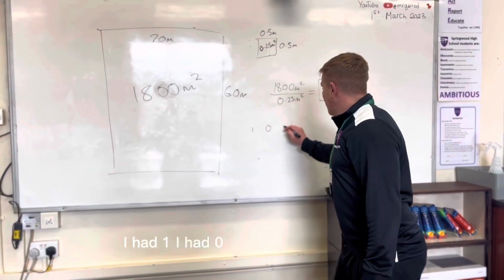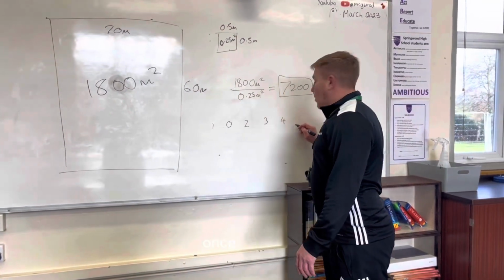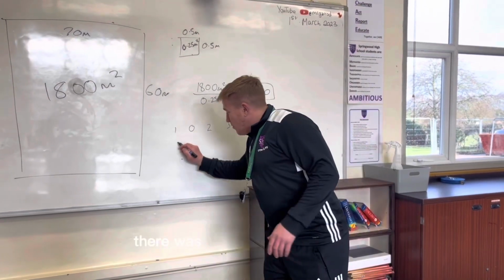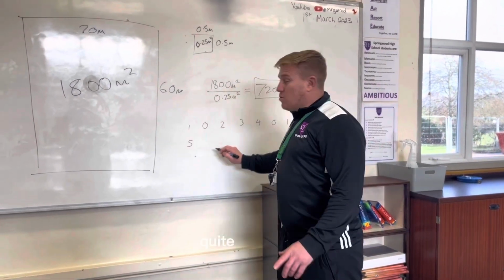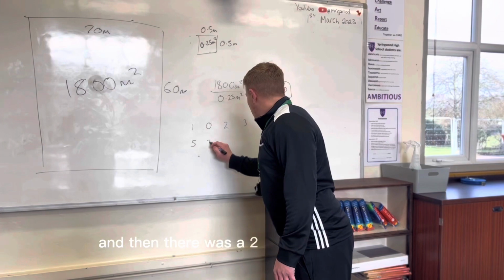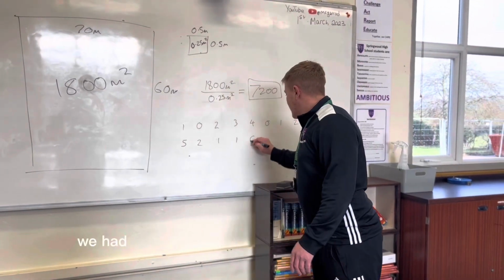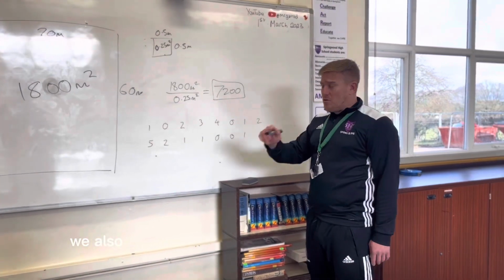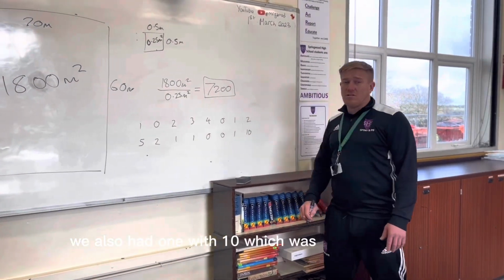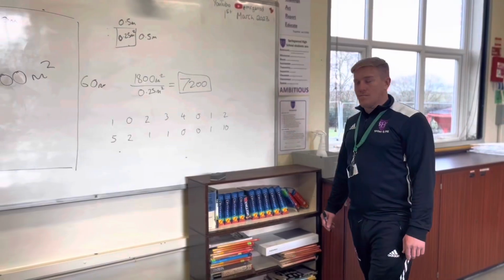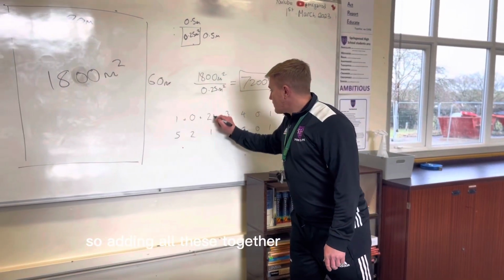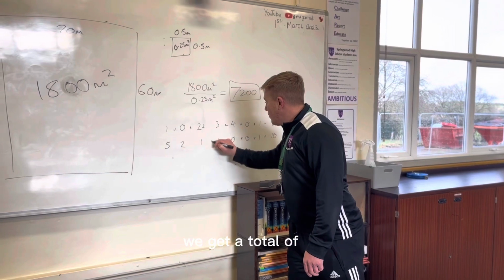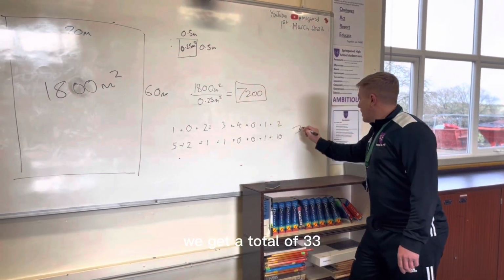I had 1, I had 0, I had 2, I had 3, I had 4 once, that was a lot. I had a 0, I had a 1, I had a 2. There was one point where I had 5, it was quite a large one, and then there was a 2 and a 1, and a 1, we had a 0, and a couple of times we had a 0, then we had a 1. We also had 1 with 10, which was ridiculously high. So, adding all these together, all the way through, we get a total of 33.